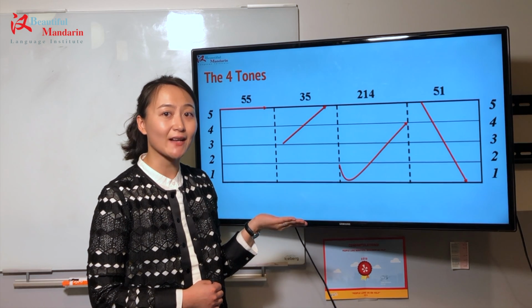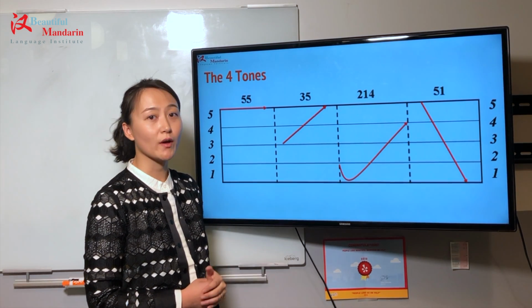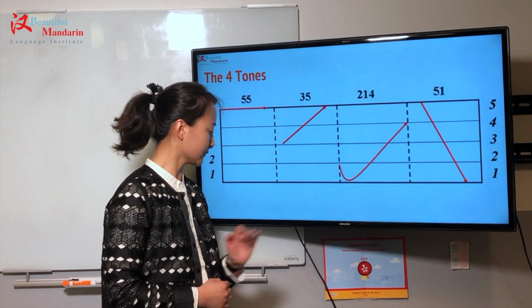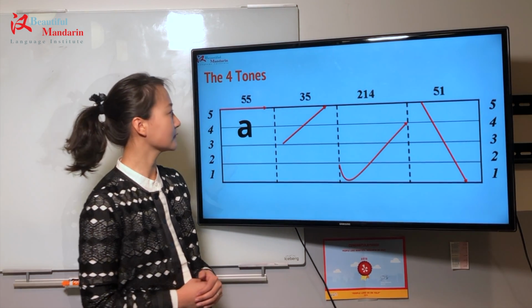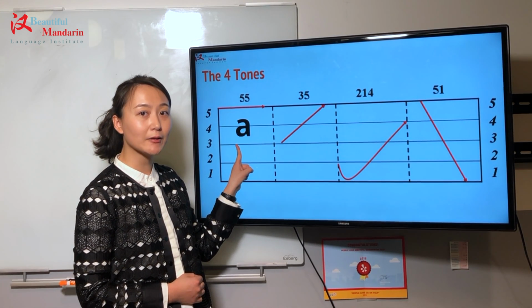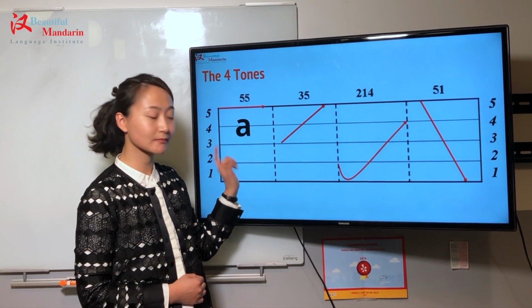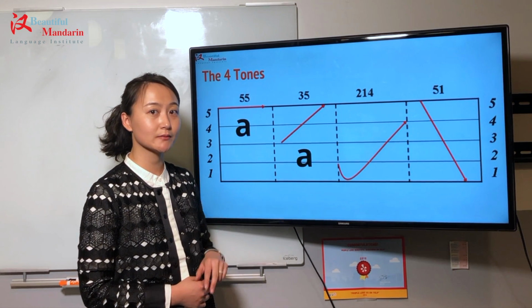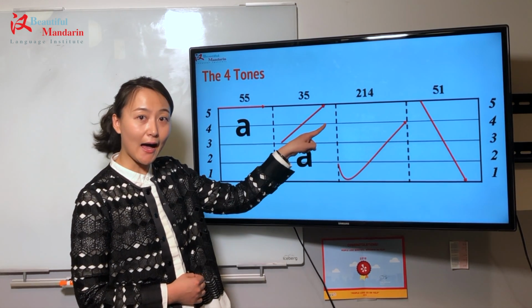So now let's practice the 4 tones with our first vowel. A. 一声, a. 二声, a.